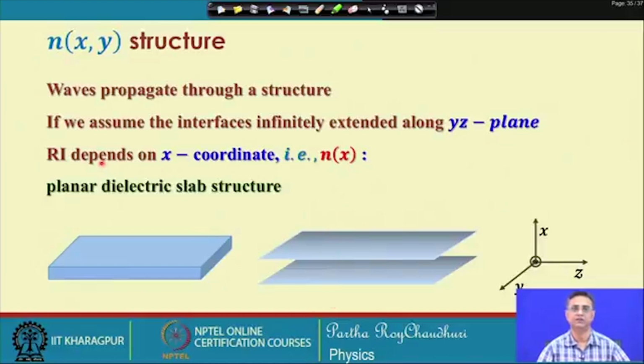And so, this refractive index depends only on the x coordinate, and you can represent this index term as n of x only, and there is no dependence on the y and z direction, because along the y direction we assume that the structure is infinite, and along the z direction it is invariant, the structure does not vary. So, the example of such a situation is a planar dielectric slab. You can see from this figure a small portion of the planar dielectric slab, which is very often used in integrated optic devices.